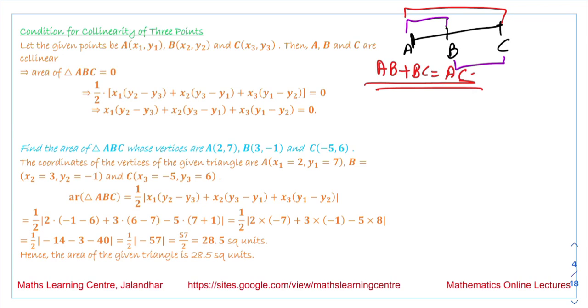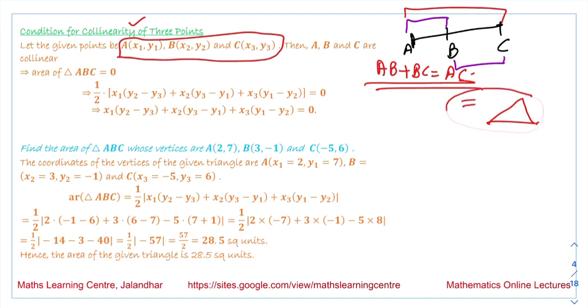The next thing we can do is, suppose 3 points A, B, C are given to us. If these 3 points are not collinear, then they will form a triangle. If we calculate the area of this triangle, we will get some value.